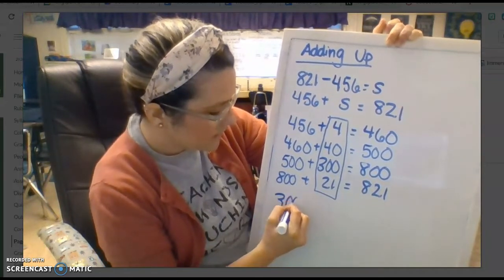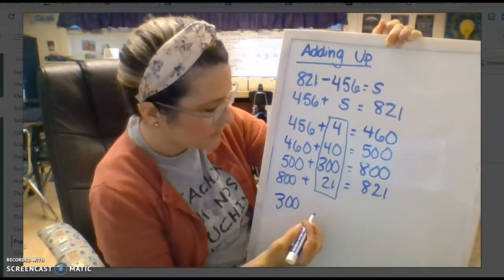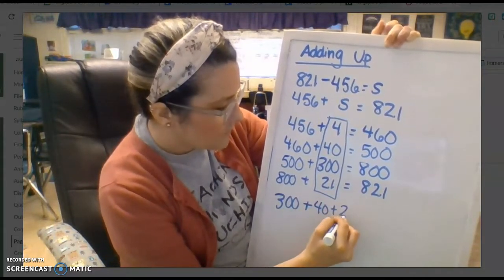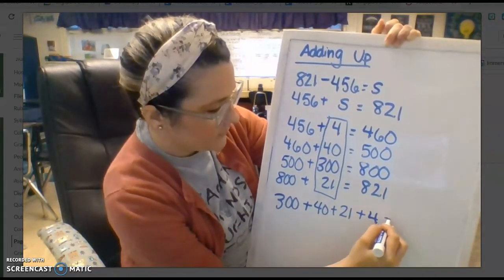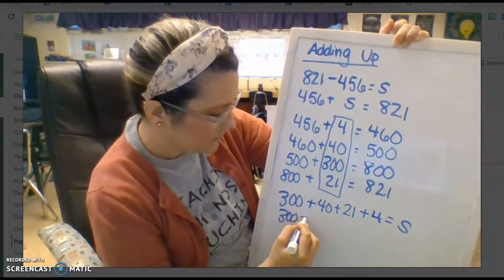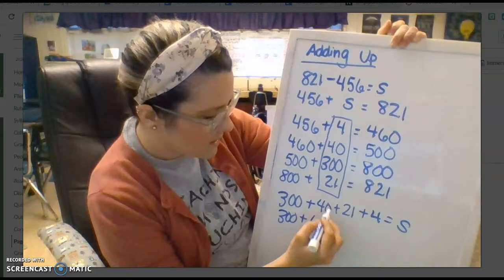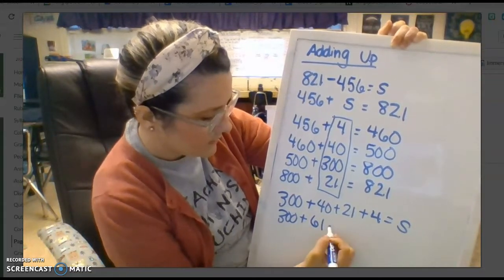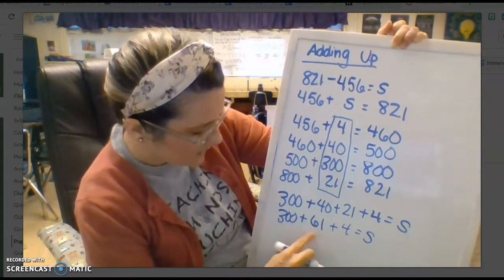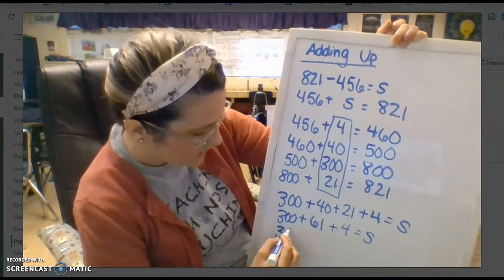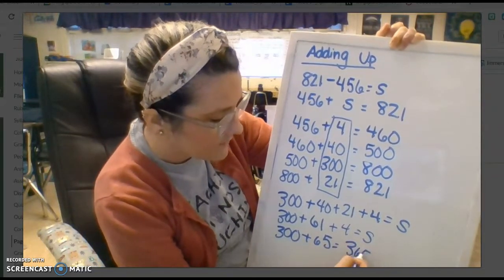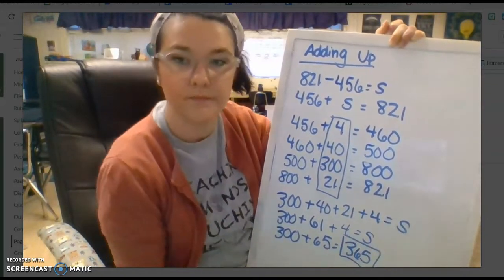So my answer is going to be, and I'm going to put this in, I'm going to start with my hundreds, 300, 40 plus 21 plus 4. It's going to give me my answer. Okay, 300 plus 61, I put my 10s together, plus 4. And if I add 4 to 61, 300 plus 65 equals 365. That's what we got before. Okay?